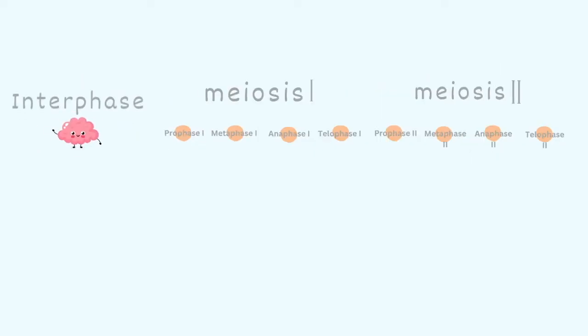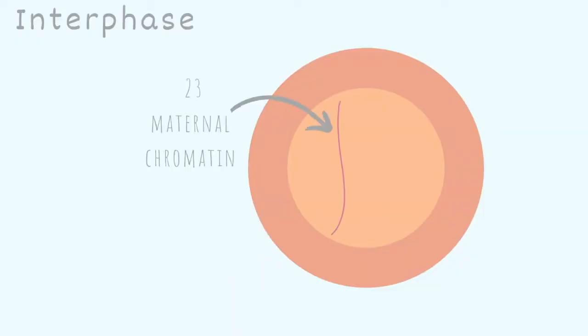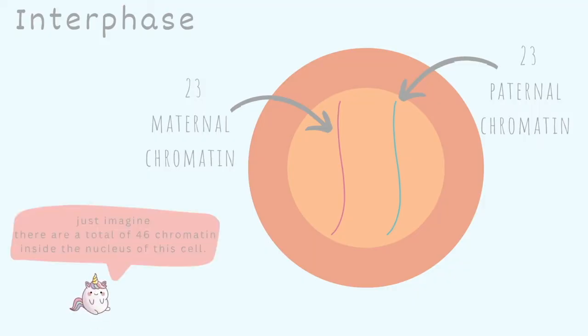Let's do a quick recap on what happens in interphase before the cell enters meiosis. Here is our cell, and here is our nucleus. Inside the nucleus, we have 23 maternal chromatin and 23 paternal chromatin. Remember, maternal comes from the female and paternal comes from the male. There technically should be a total of 46 chromatin in this illustration. However, I didn't want to make it look too messy, so just imagine there are a total of 46 chromatin inside of the nucleus of a cell.